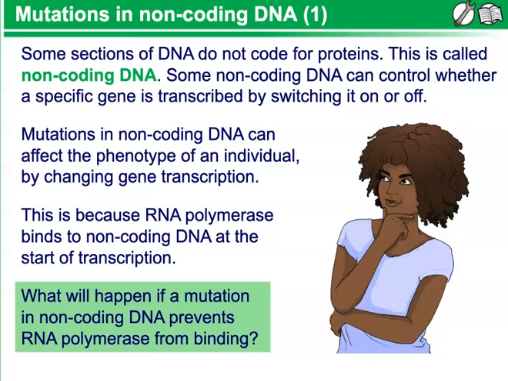So what will happen if a mutation in non-coding DNA prevents RNA polymerase from binding? Potentially the entire gene where the binding site is located may not be coded for. So an entire protein might not be developed.